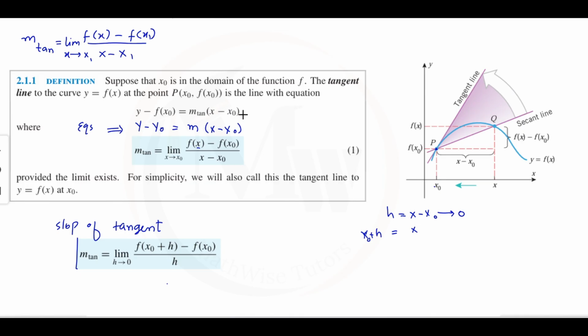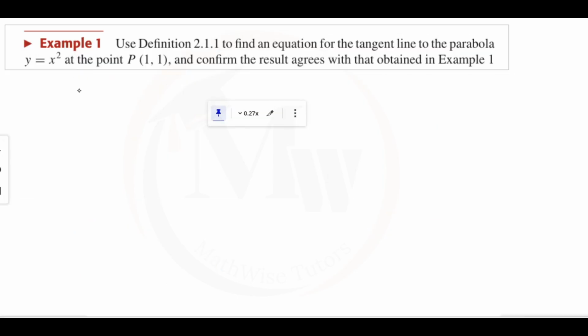So let's find it by using some examples so that you can have a clear understanding. Here is an example that will guide you on how to find the equation of a tangent line using the formulas. Use the definition that we just learned to find an equation for the tangent line to the parabola y equals x square. There is a parabola, and on this parabola there is a tangent line. At what point? The point is (1, 1). So x naught is 1 and y naught is 1.